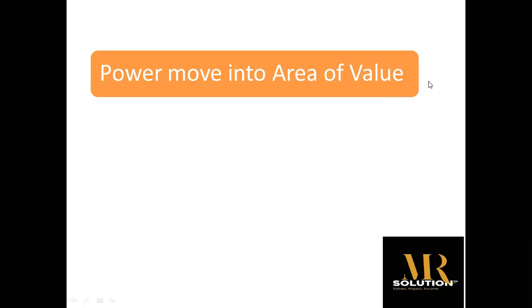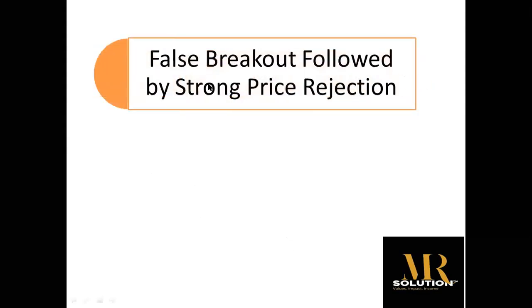Secondly, the next thing is if I notice a false breakout followed by a strong price rejection. For instance, we see what BTC has been doing for some time now. It got to 9470, tried touching 95, and rejected it. Now it's around 9,100 and something dollars. That kind of rejection is what I love to trade.